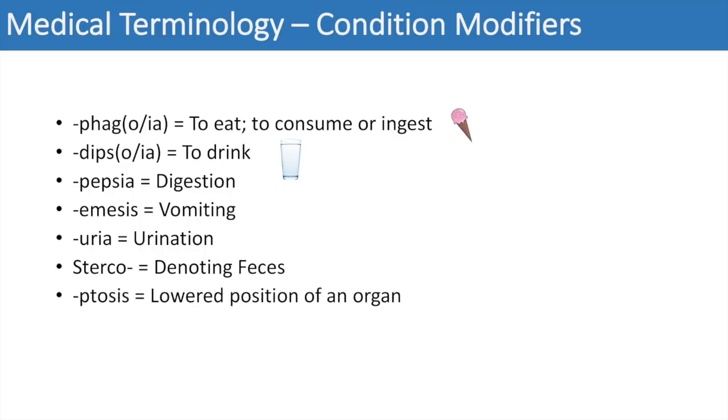The next one is ptosis, which just means lowered position of an organ. You see there's a P in this term, but we actually don't pronounce it. It's just ptosis. And you can think of ptosis of the eye, or the eyelid. So its full form is blepharoptosis, but we just call it ptosis. It's just a drooping of the eyelid. So it's really just any lower position of an organ. You can use this for other organ terms as well.